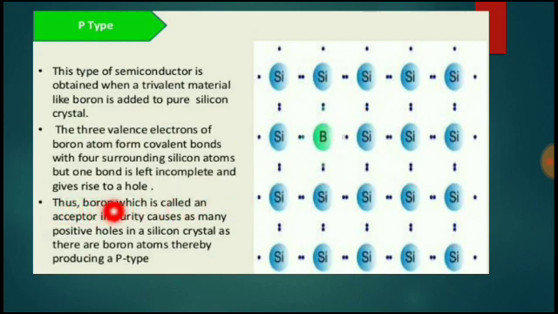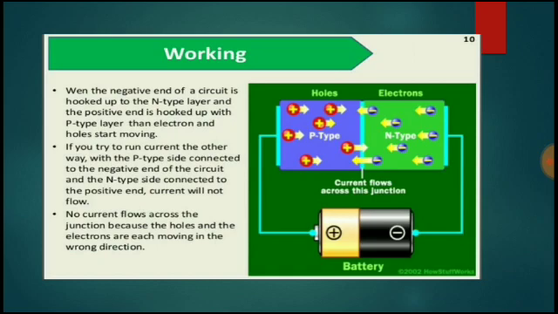Okay, now boron, which is called an acceptor impurity, causes many positive holes in the silicon crystal, as there are boron atoms, thereby producing a P type. Producing what? P type. So N type and P type, both combined, that is the diode, right? Okay students, right? Now the working.